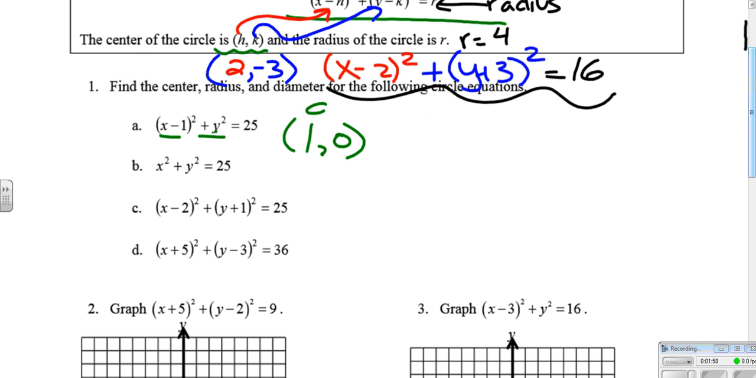Okay, we also need to find the radius and the diameter. Well, if you remember, this number is the radius squared. So we need to take the square root of 25 to find the radius. The square root of 25 is 5. And if you remember, diameter is just 2 times the radius. So if the radius is 5, our diameter is 10.